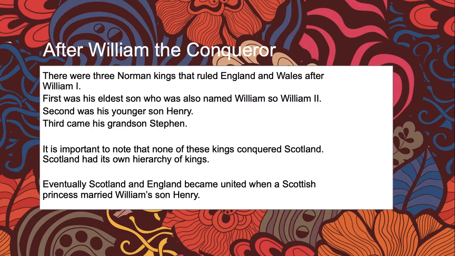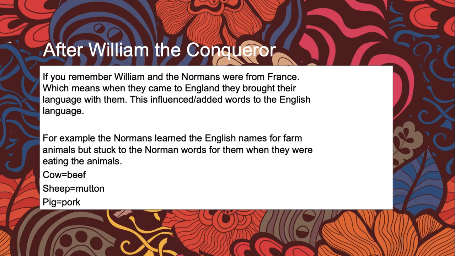Scotland had its own hierarchy of kings, but eventually Scotland and England did become united when a Scottish princess married Henry. If you remember, William and the Normans were from France, which means when they came to England, they brought their language with them. This influenced it and added words to the English language. For example, the Normans learned the English names for farm animals, but they stuck to their Norman or French words for them when they were eating the animals.